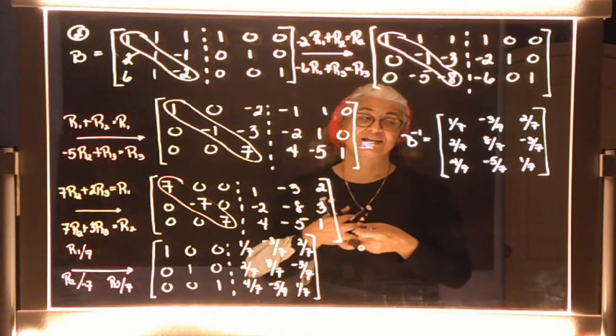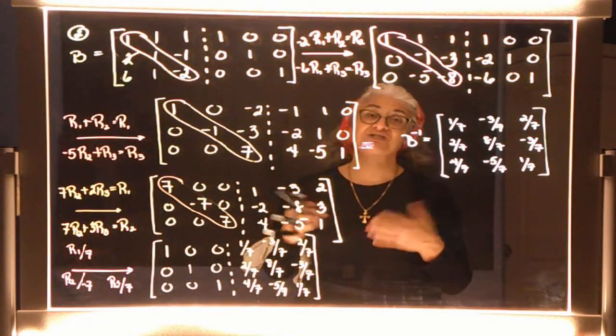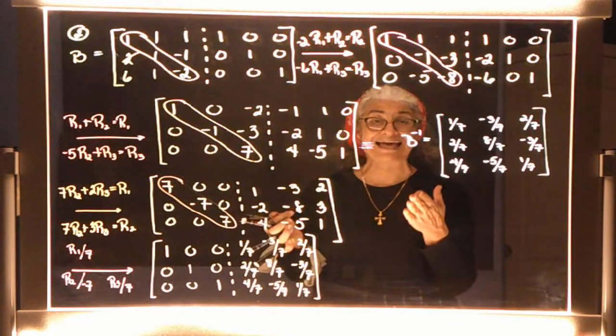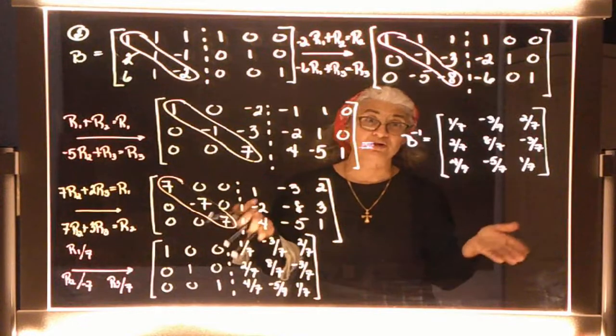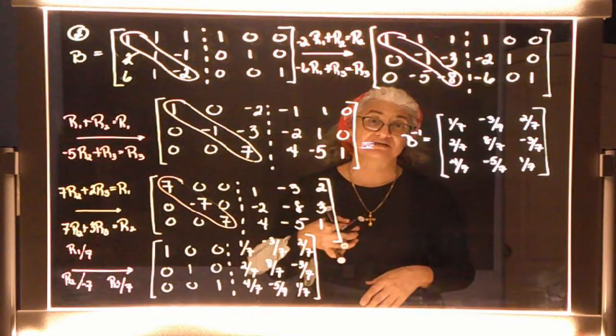Good? You're like, those numbers are a little nutty. They're all fractions. They are, which is why you always get the main diagonal to be 1s at the end, so you don't work with fractions as you're going through all of this.